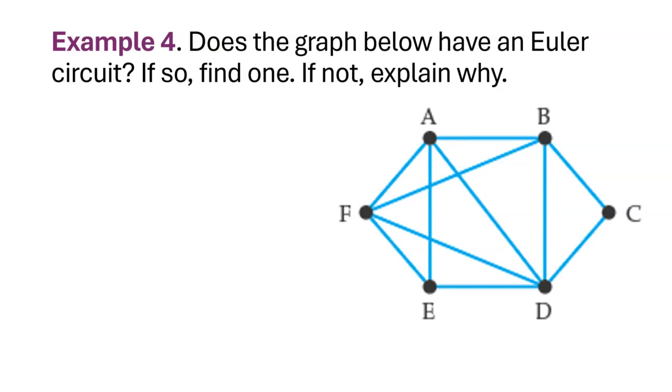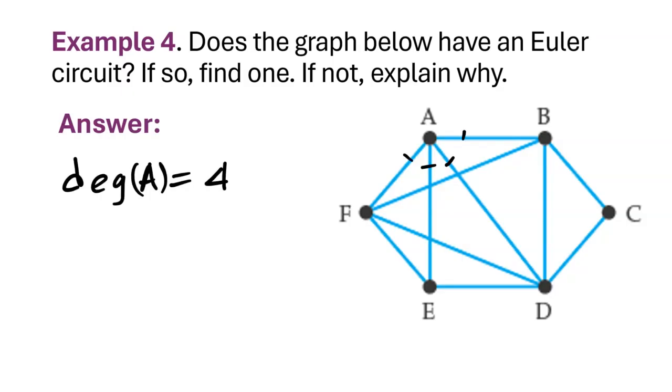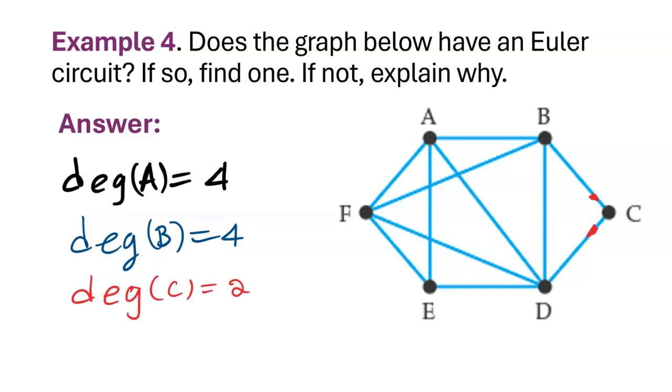But because of that Euler theorem that I mentioned before, that all of the vertices need to have a way in and a way out, so they need to have an even degree, I started by looking at the degrees of all of the vertices. A has 4 connections, so it's degree 4. B has 4 connections, so it is degree 4 as well. C has 2 connections, so it is a vertex of degree 2.